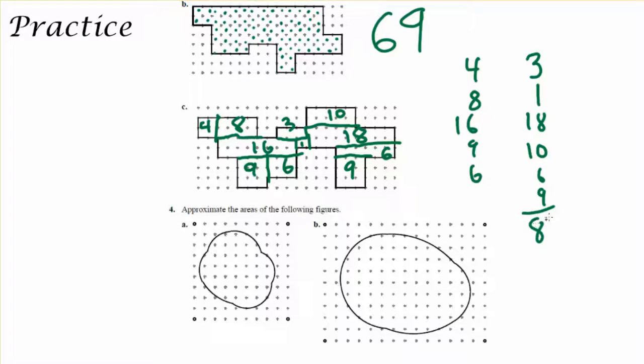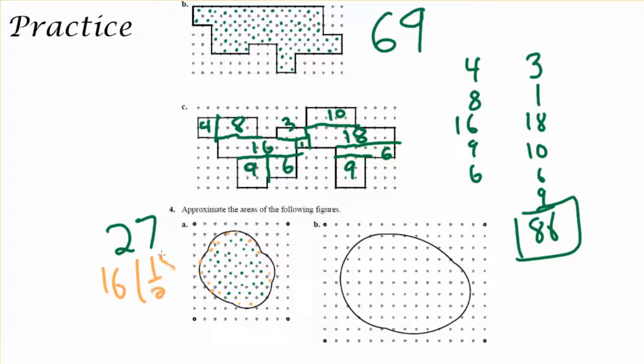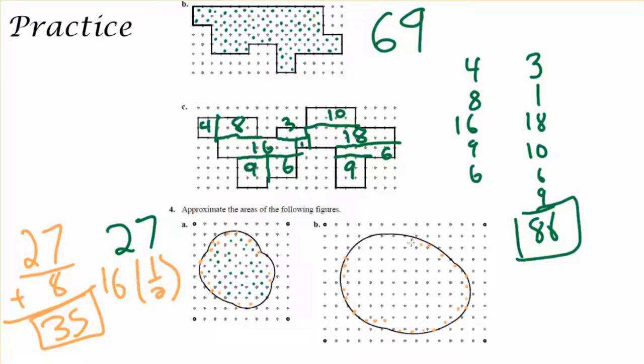These last problems, I'll do the exact same thing. I'll count the whole parts of 27, count the half parts. I got 16 half parts, and I know I'll get 27 plus 8, and that'll give me a final answer of 35.